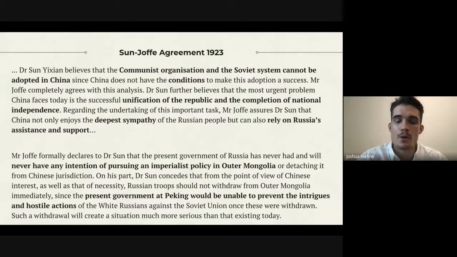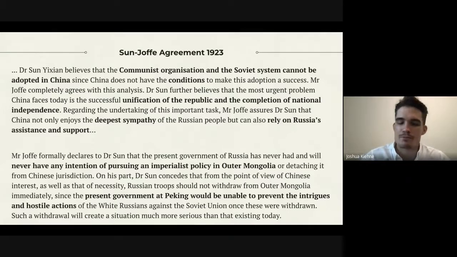But the key focus for both parties is the unification of the republic and the completion of national independence. They both want sovereignty, nationalism, a unified China. And so Russia provides them with assistance and support. They say that you can rely on our assistance and support in order to do this. And so they arm the Chinese Communist Party, the CCP, and they arm the Nationalist Party as well to go against the warlords, which is what we're going to look at during the First United Front in our next lecture.